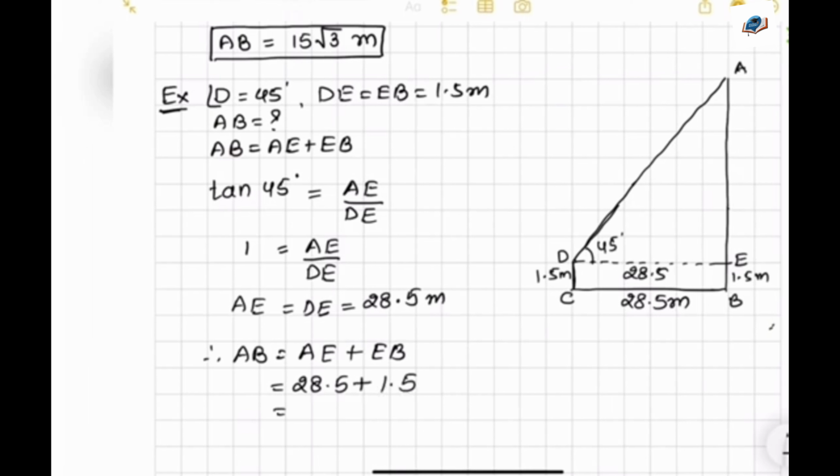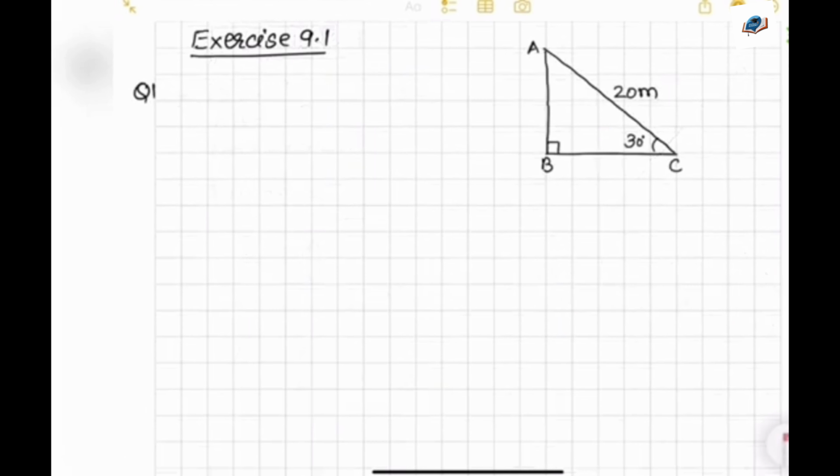Now, exercise 9.1, first question, says: a circus artist is climbing a 20-meter long rope, which is tightly stretched and tied from the top of a vertical pole to the ground. Find the height of the pole if the angle made by the rope with the ground level is 30 degrees. See, here AB is the required pole and the rope AC is 20 meter long. Angle C is 30 degrees.